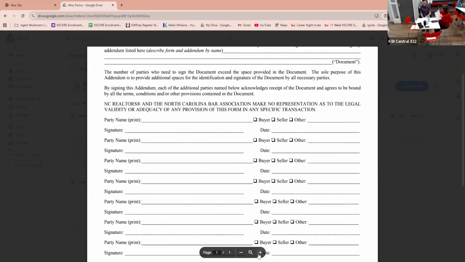Additional signatures addendum. The biggest thing that I just want to go through on this is, let's say that you have lots of heirs, that more than two parties need to sign the documentation. Again, we list, come on, we'll get over here.